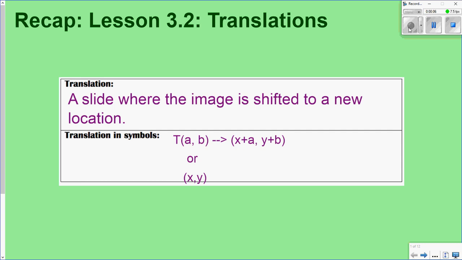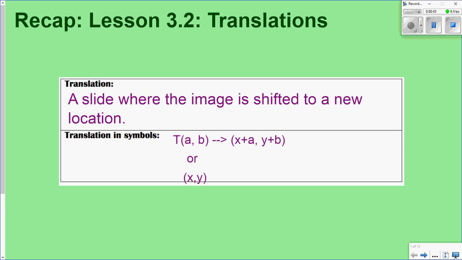But before we do our next lesson, we're going to recap 3.2, which was translations. What we learned about translation is slide. It means an image is shifted to a new location, whether you're shifting it up or down, or left or right. And we also learned the symbol for translation, which is T and in parentheses AB. A tells you how many units you're moving the point left or right, and B tells you how many units you're moving that same point up or down.